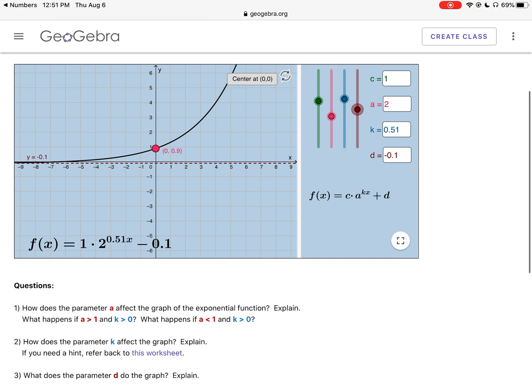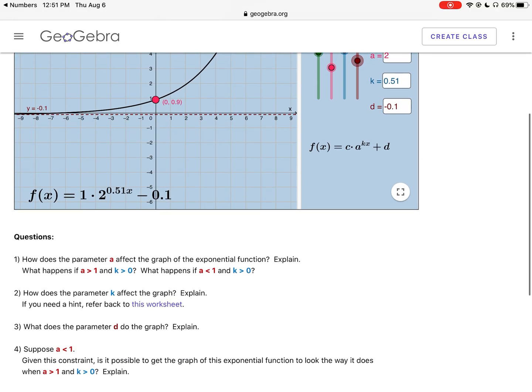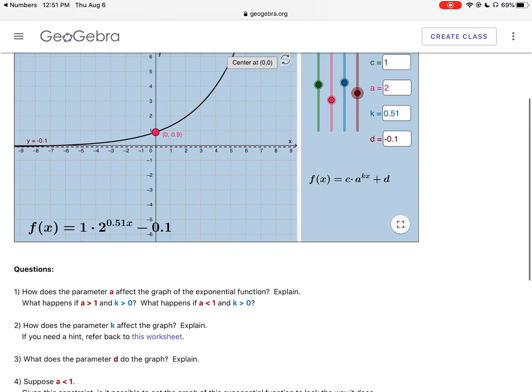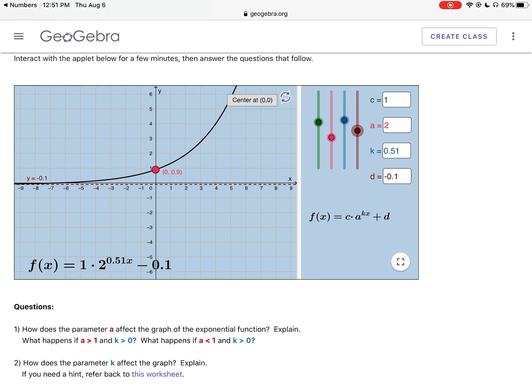Okay, and then last question. Suppose a is less than 1. Given this constraint, is it possible to get the graph of this function to look the way it does when a is greater than 1 and when k is greater than 0? All right, so a is greater than 1, k is greater than 0. I have that situation on the screen right now.